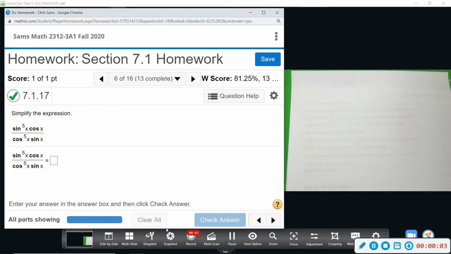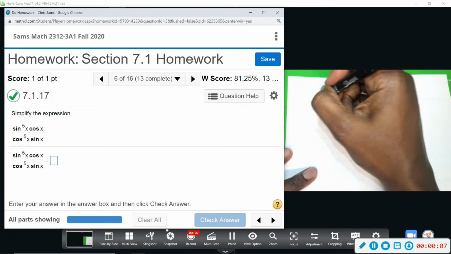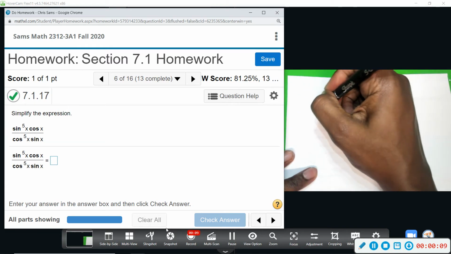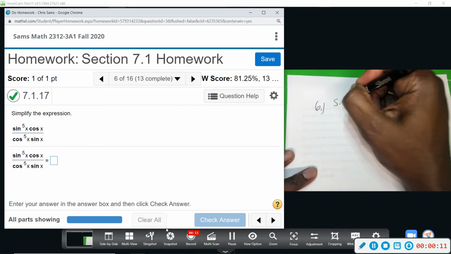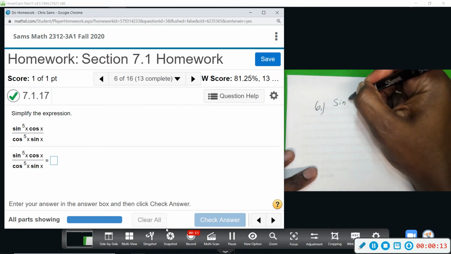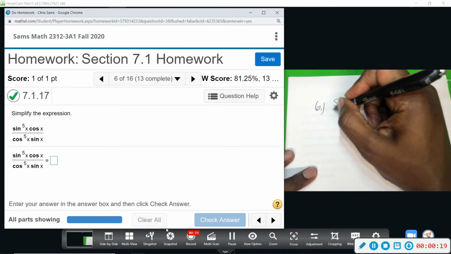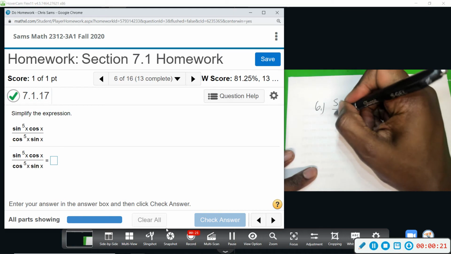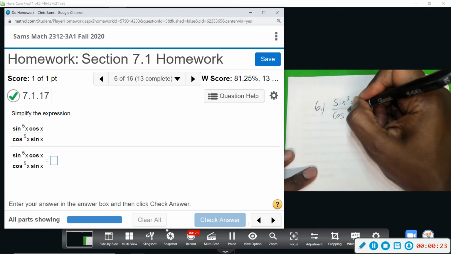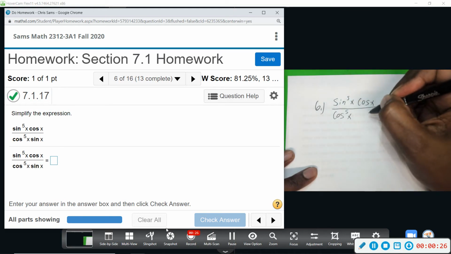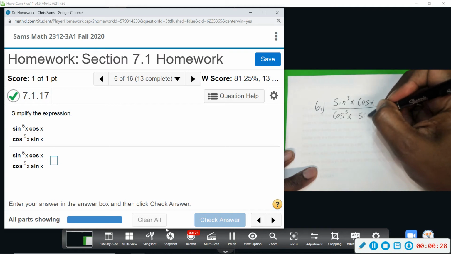Number 6, we want to simplify this expression. We have sine to the 5th power of x times cosine x divided by cosine to the 5th power of x divided by sine x.